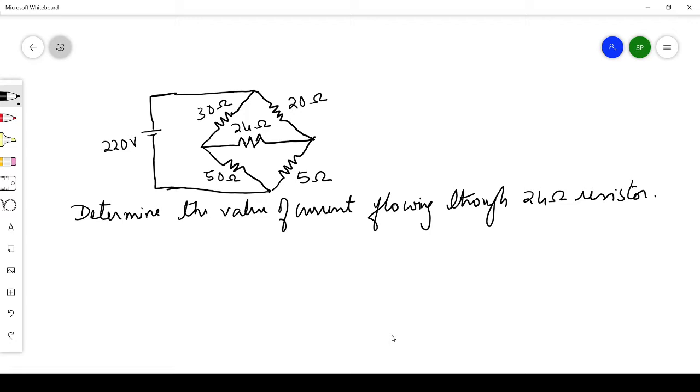So here a network is given and it is asked to find the value of current flowing through the 24 ohm resistor. So step 1: whenever you are asked to find the Thevenin equivalent circuit, if you are asked to find a current flowing through a particular resistance, then that resistance should be taken as the load resistance. So while doing Thevenin's theorem, the load resistance has to be removed and kept open there, and you find the Thevenin equivalent voltage.